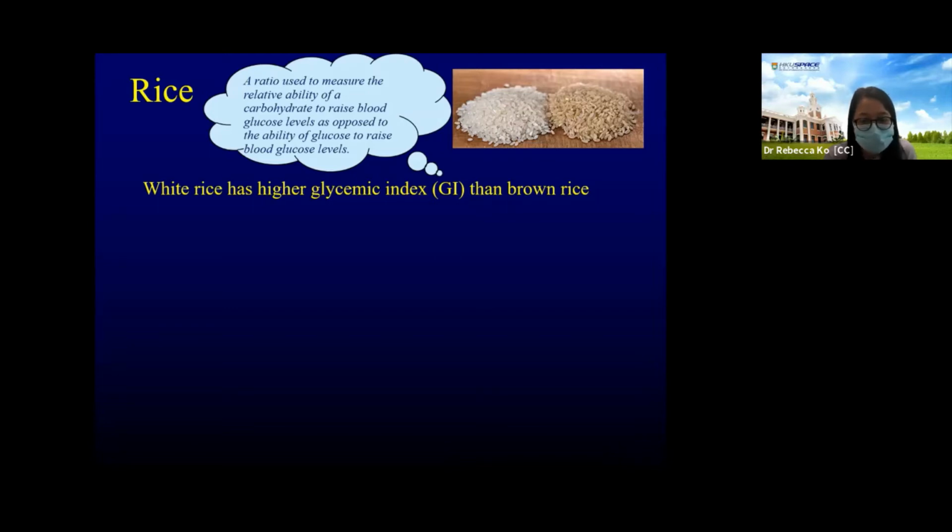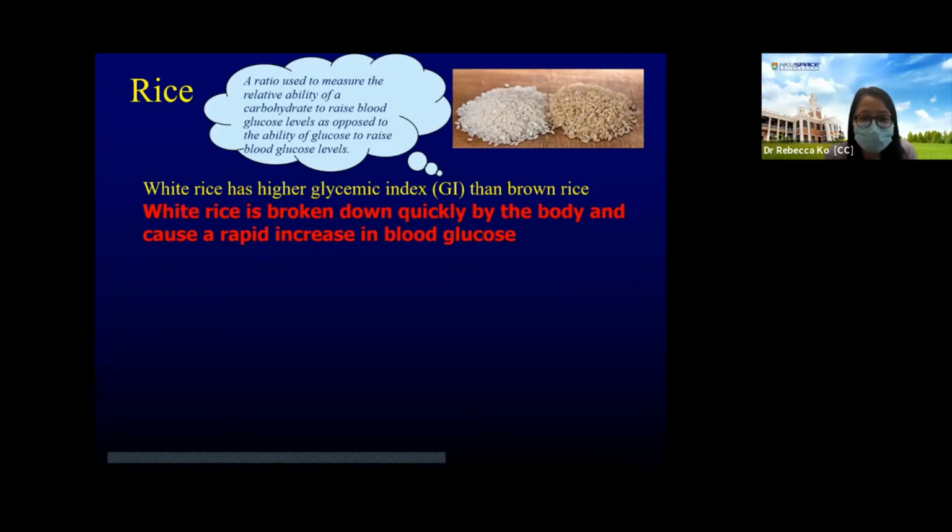The GI. So we know that white rice can be broken down quickly by the body and then absorbed easily, so that there is a rapid increase in blood glucose, so it has a higher GI. Is a higher GI good or not? Think about it. Do you still remember that part of the discussion?